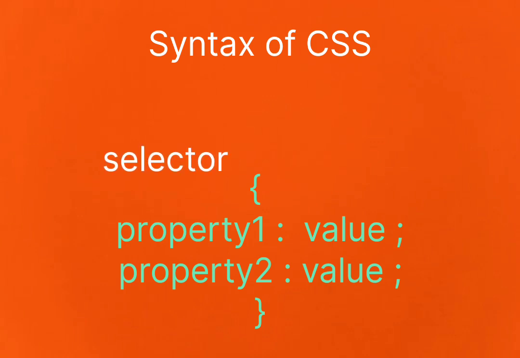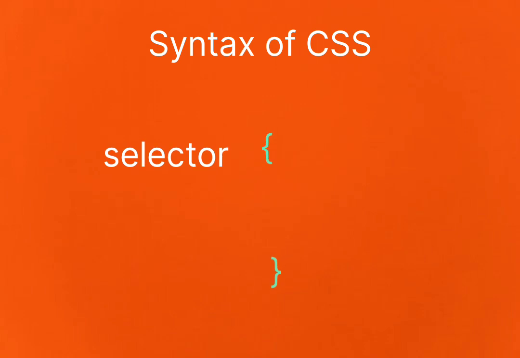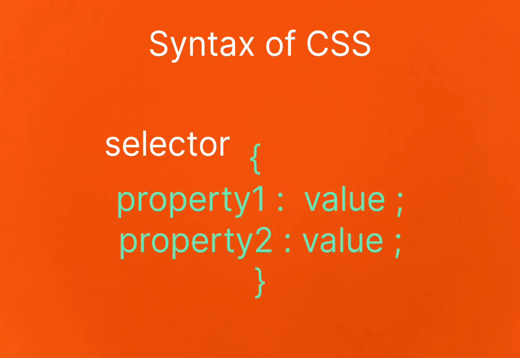Next comes an opening and closing curly bracket that are used to denote the start and end of the styles that apply to the selector. Everything in between these curly brackets will be styles that are applied to the HTML elements that match the selector.